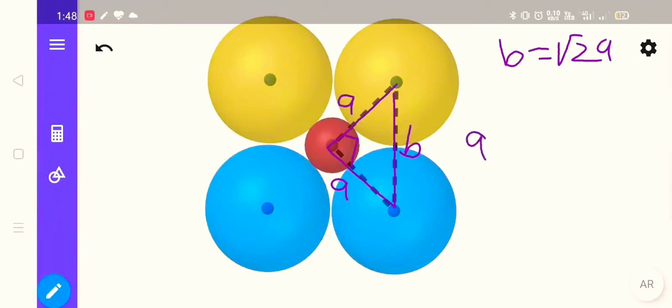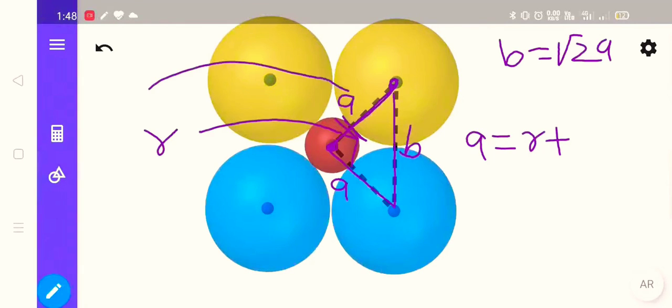As we can see, A is equal to the radius of the particle present in the void, that means it will be small r, plus the radius of our constituent particle. So the radius of this particle will be capital R. So that means A is equal to small r plus capital R.